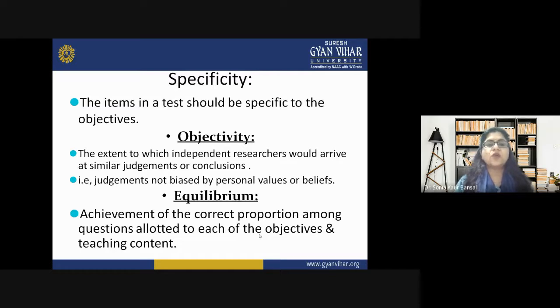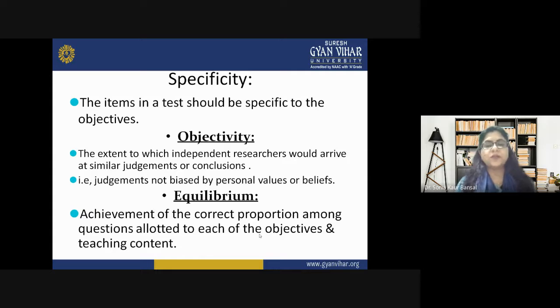The next is about objectivity. Yes, the extent to which independent researchers would arrive at a similar judgment or conclusion. So judgment not biased by personal values or beliefs is called objectivity. That means you are not subjective somewhere. What you see is what you are believing, and it should not be based on some kind of prejudices.